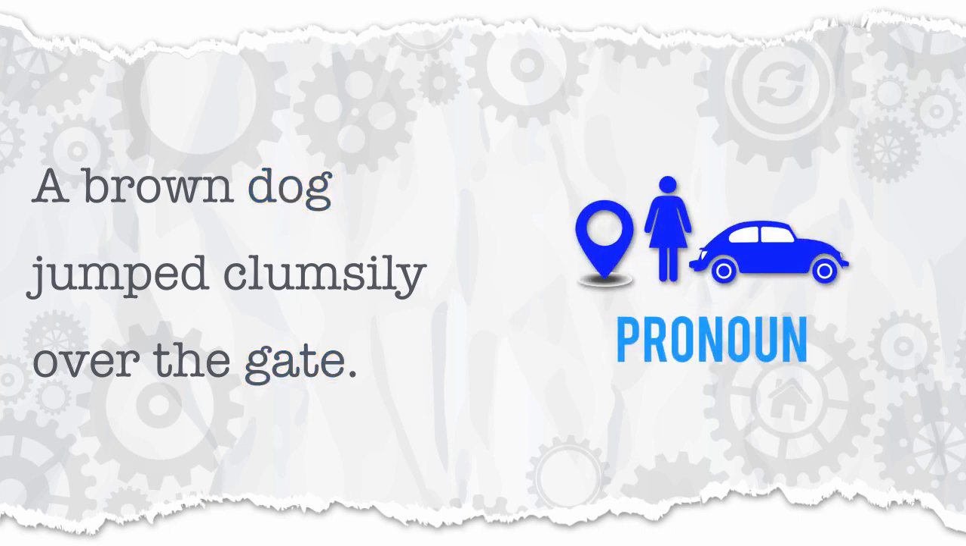What about pronouns? Where are the pronouns in this sentence? There aren't any, but we can take one of the nouns, the gate, and replace it with a pronoun, it. Pronouns are I, we, you, they, he, she, it, and there are more too. Pronouns are used to replace nouns. We'll get into those in a bit.